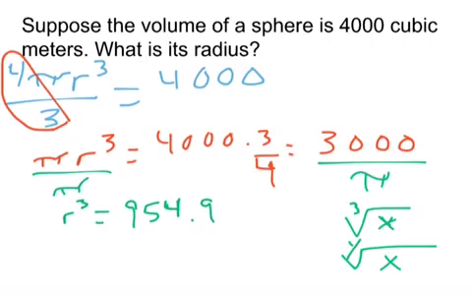And when I figure out what the cubic root of 954.9 approximately is, I find that my radius is approximately 9.8. And so again, I just wanted to expose you to this math process so that when we are given a problem where you know the volume and you need to find something else, you have the means by which to do so.